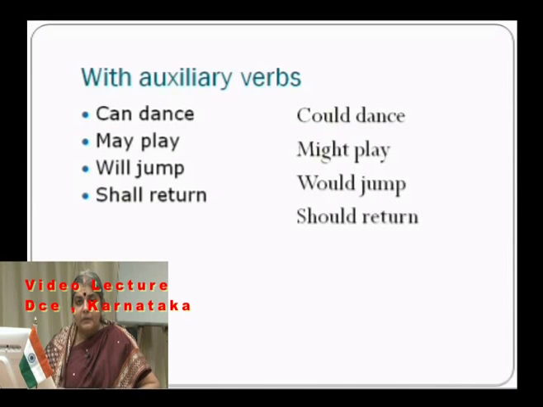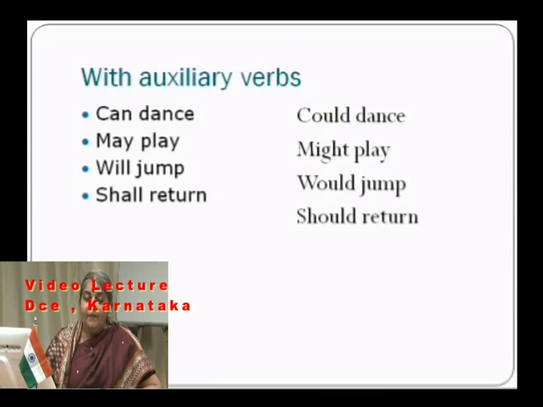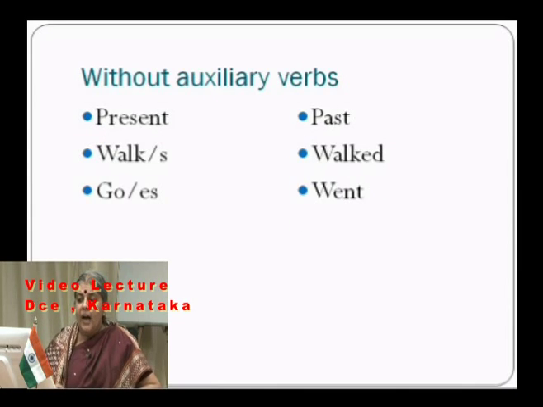Will jump, present tense form. The past tense of will jump is would jump. The fourth one, shall return, is in the present tense form. The past tense of shall return is should return. Having understood the examples with auxiliary verbs, we shall look into another set of examples without auxiliary verbs.